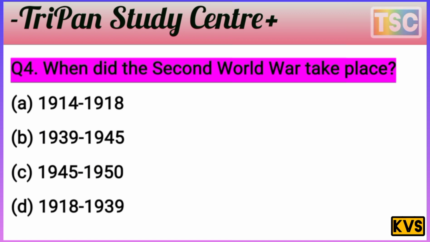When did the Second World War take place? A, 1914 to 1918. You know that 1914 to 1918 is the period of the First World War. And 1945 to 1950 is not any war here. And 1918 to 1939 there is not a war here. D is also eliminated, C is also eliminated, A is also eliminated. The Second World War took place from 1939 to 1945. That's important for the exam, this question here.